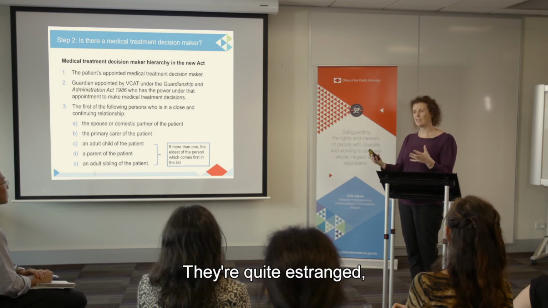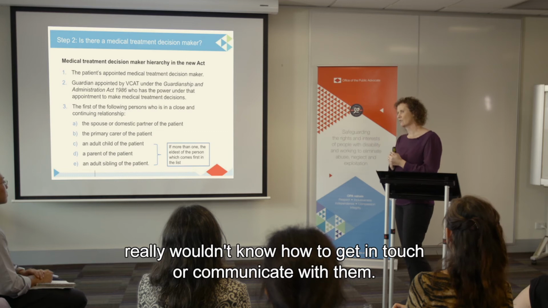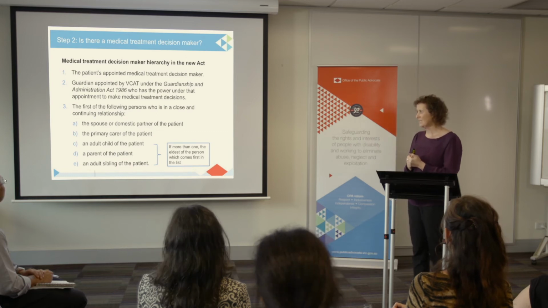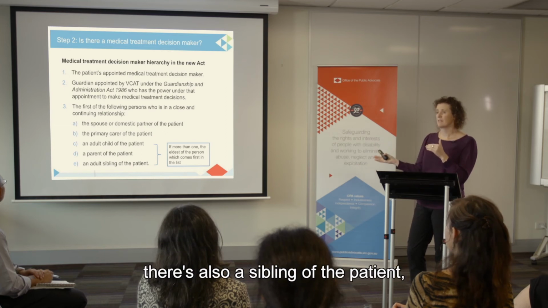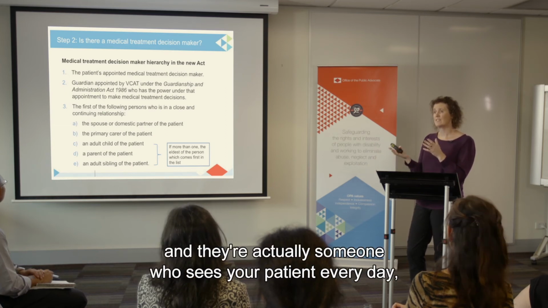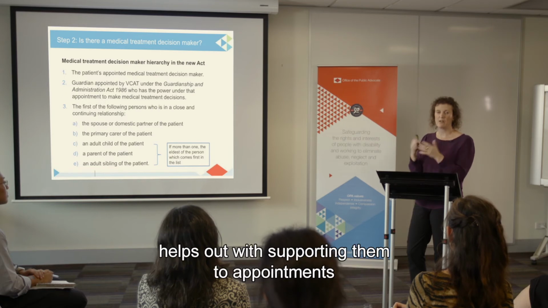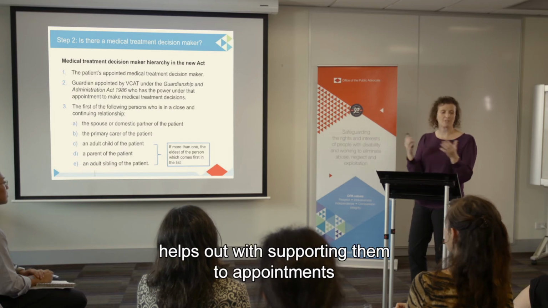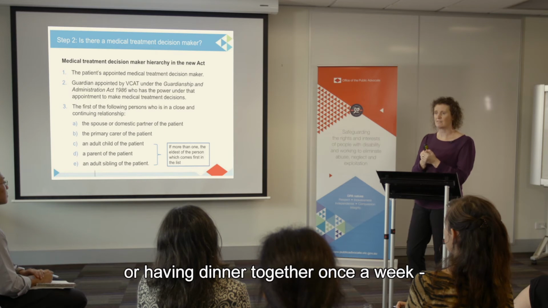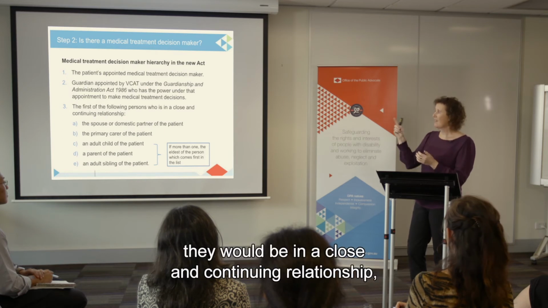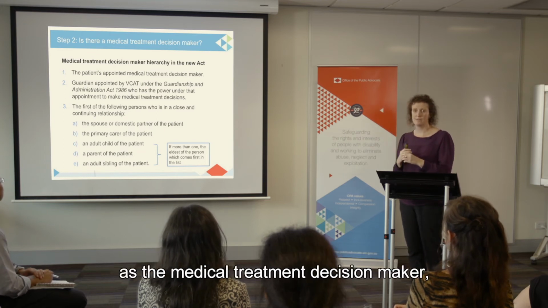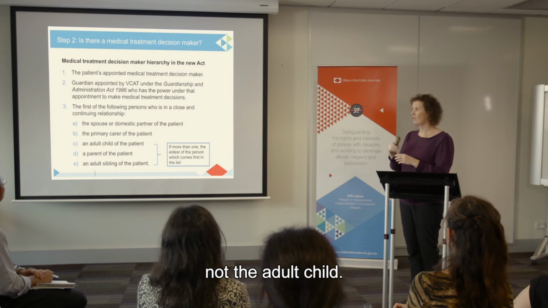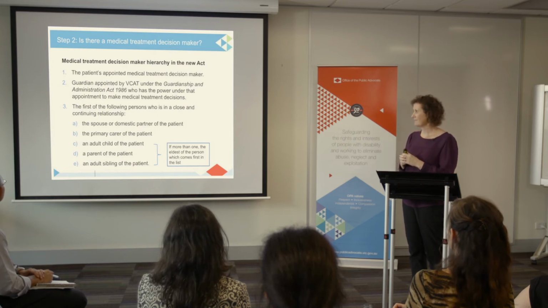They're quite estranged, really wouldn't know how to get in touch or communicate with them. So instead of it being that adult child, there's also a sibling of the patient, and they're actually someone who sees your patient every day, helps out with supporting them to appointments or having dinner together once a week. They would be in a close and continuing relationship, so consideration is given to actually them being more relevant as a medical treatment decision maker, not the adult child.